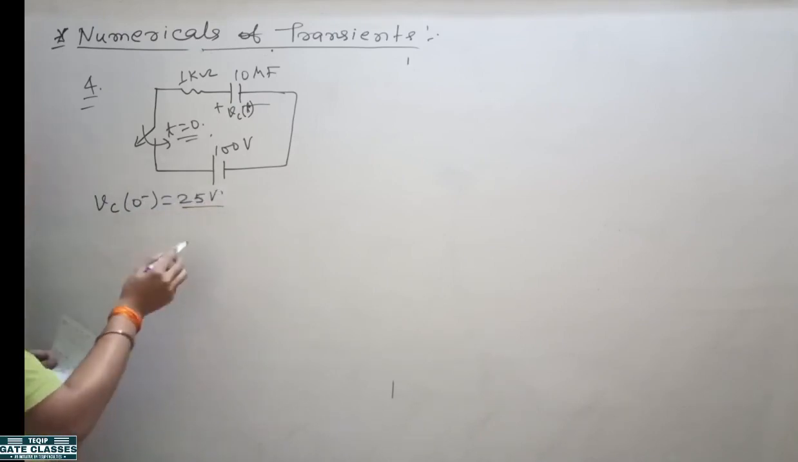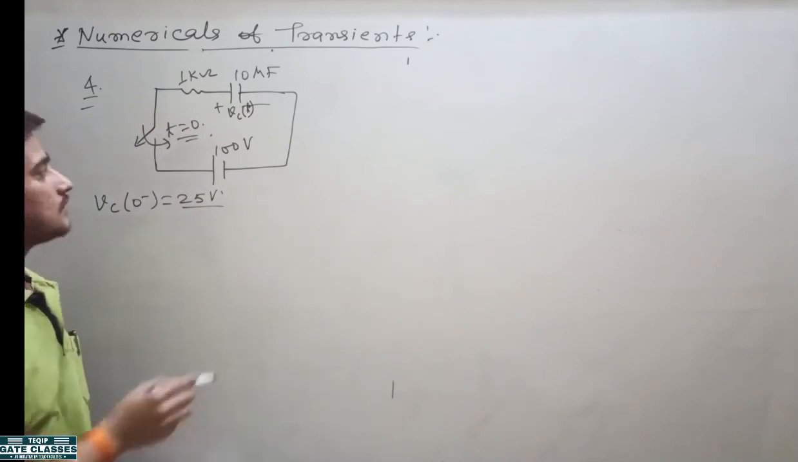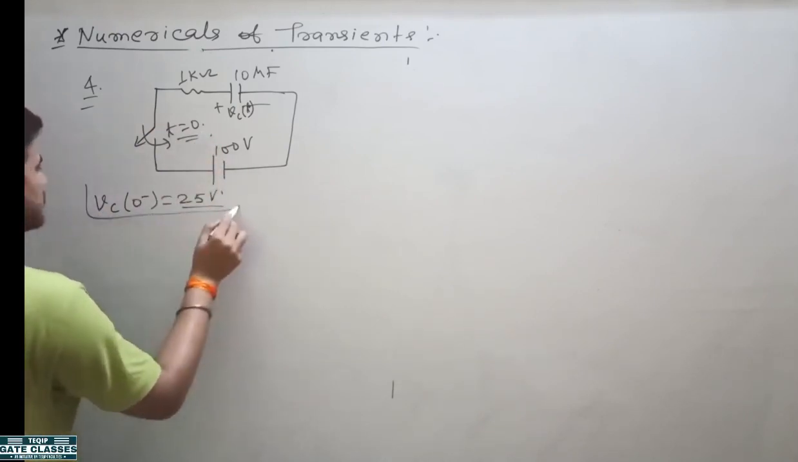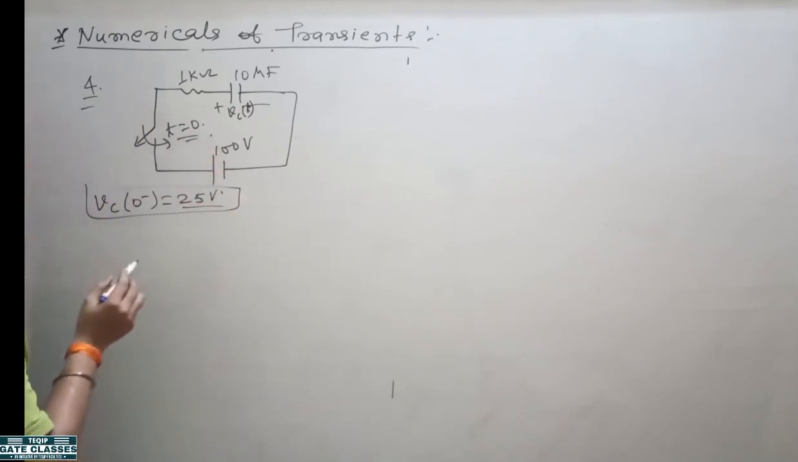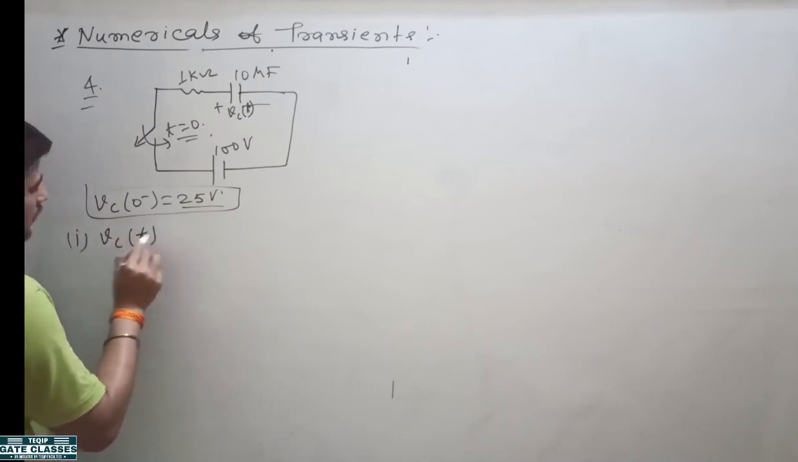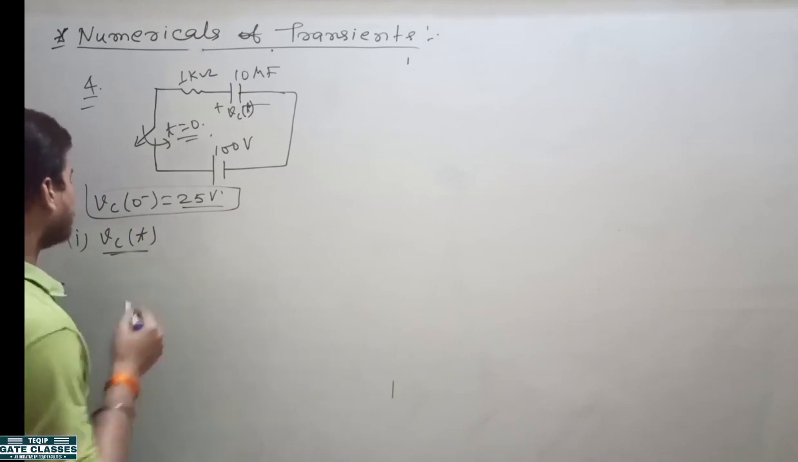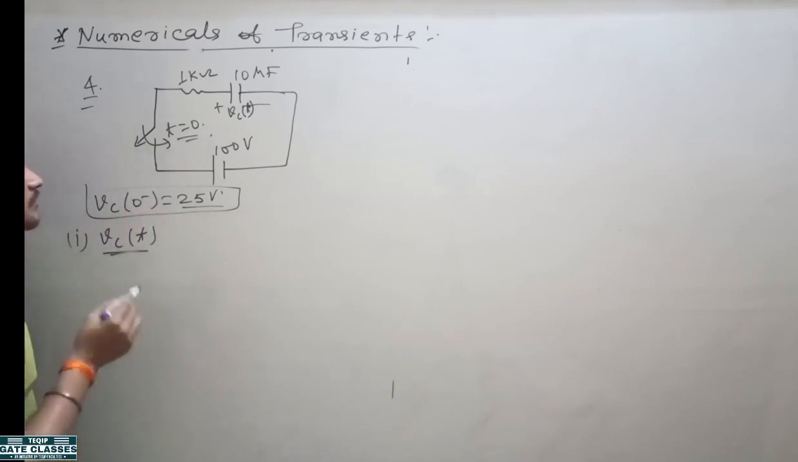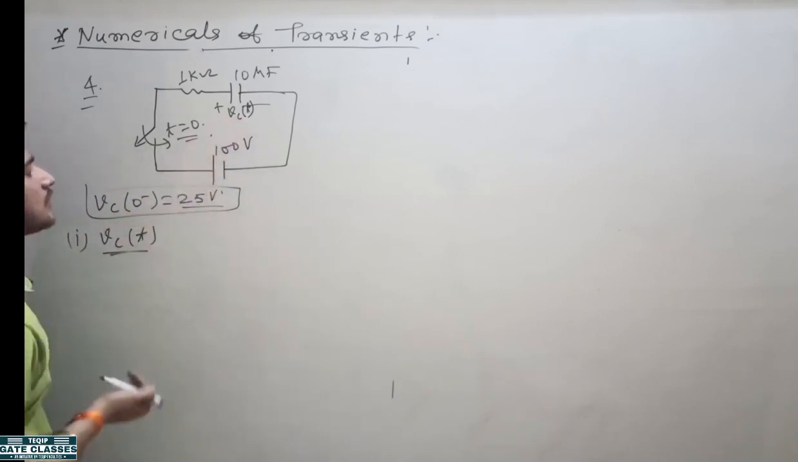First step is you have to look at the direction. It is okay, clear. VC(0 minus) is equal to 25 volt. The first question is you have to write the expression for the voltage across this capacitor. Again the time constant is the same, that is 10 millisecond.